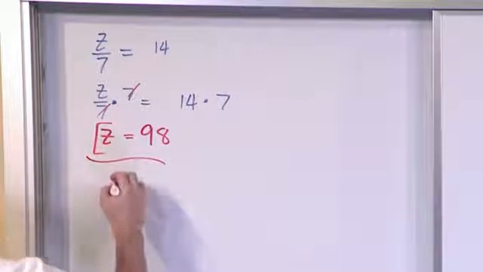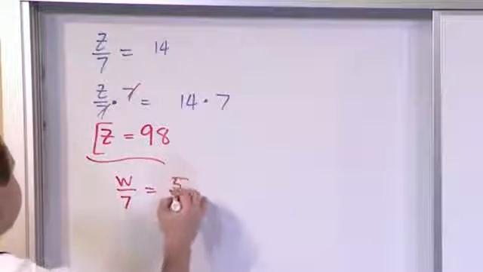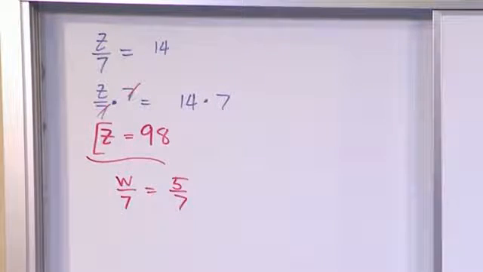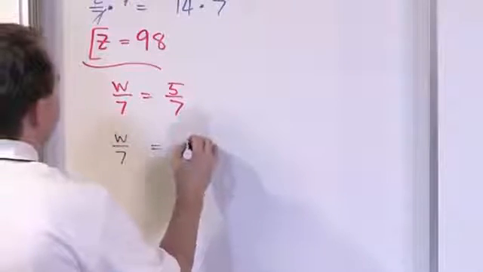All right, now let's do this guy. What if we have W divided by 7 is equal to 5/7, or 5 divided by 7? We want to get W by himself. It's the same thing. Let's rewrite the problem. We're going to have W over 7 is equal to 5/7.